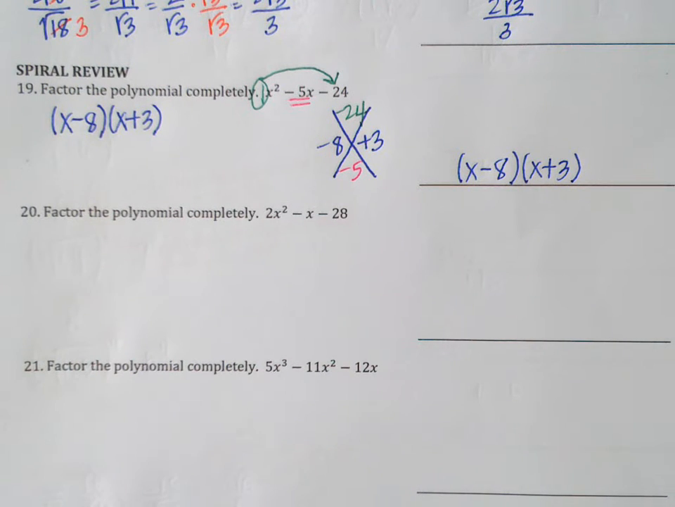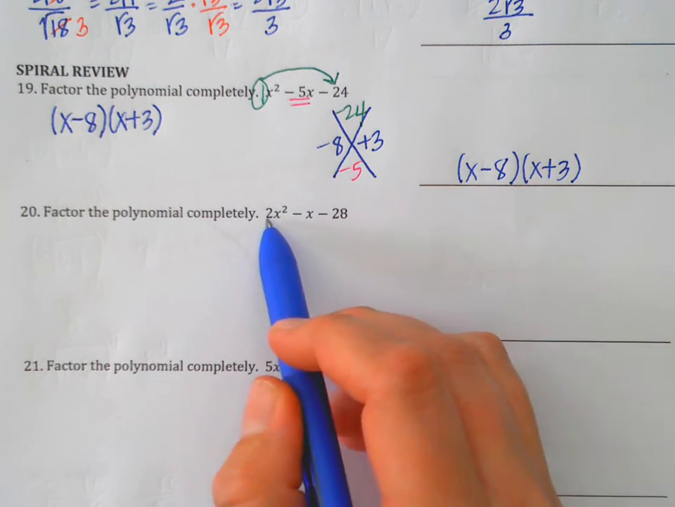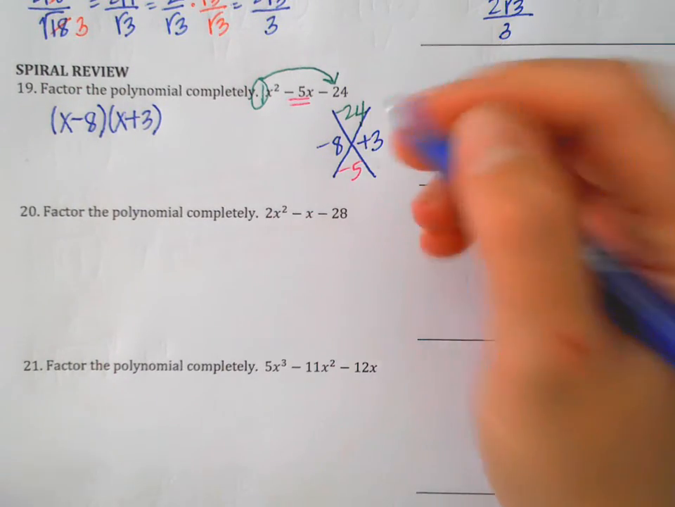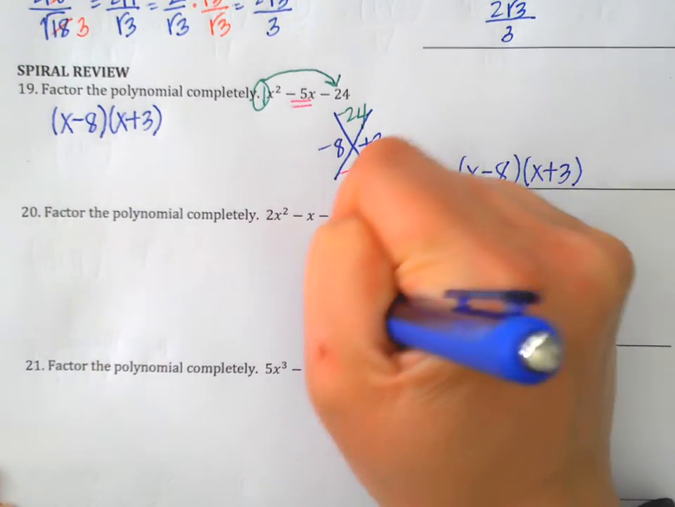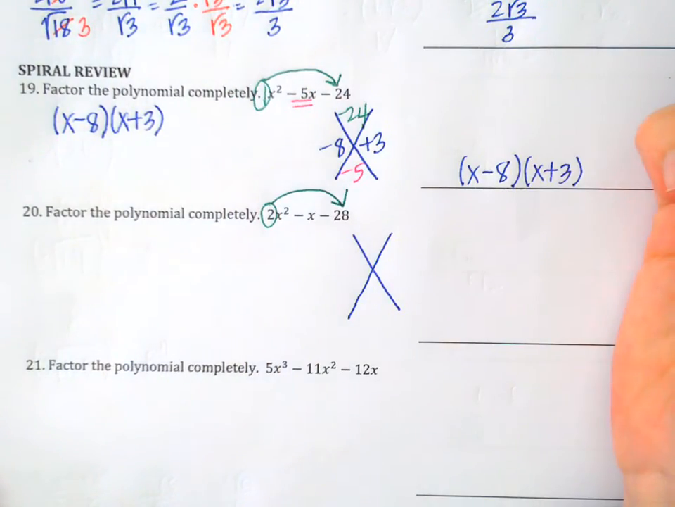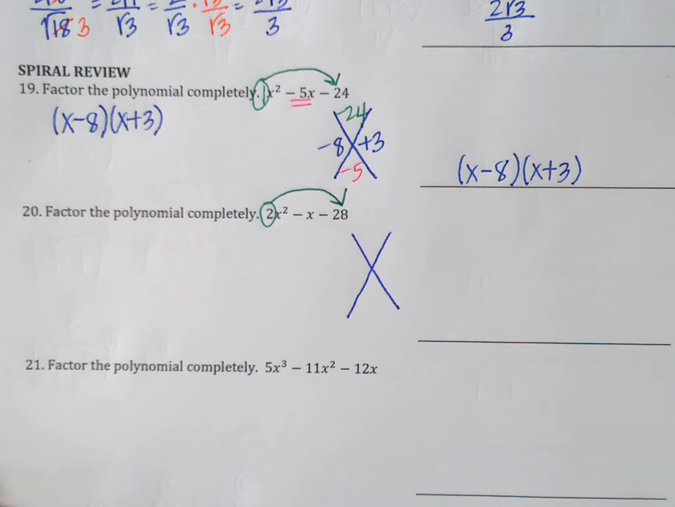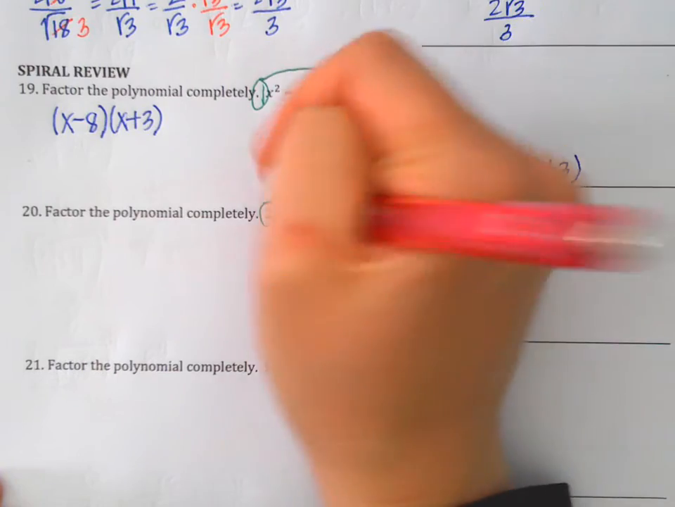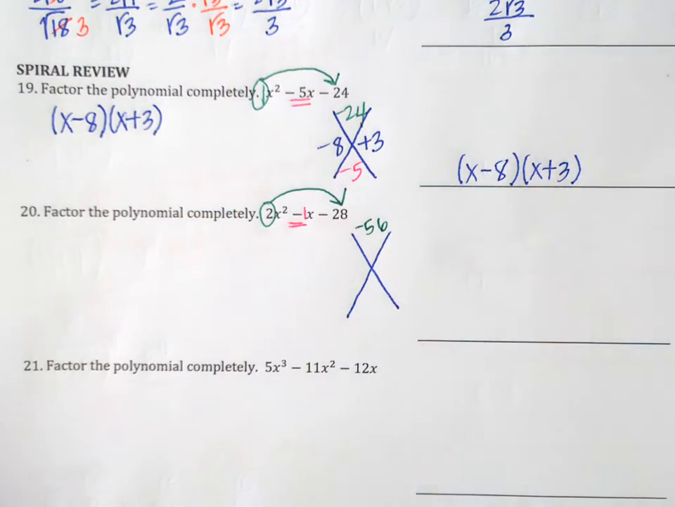Okay, so let's look at 20. First, I look for a GCF: 2x squared, negative x, negative 28. There isn't a GCF, so I'm just going to go straight into the x method. 2 times negative 28, I think that gets me negative 56. And then my b term is negative 1. So I'm thinking, what two numbers multiply together to get me negative 56 and add to get me negative 1?